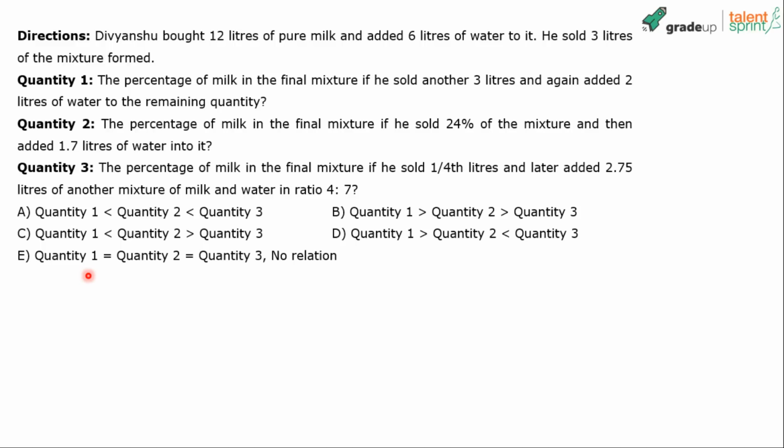All these quantities are independent questions of alligations and mixtures. You got to be strong in alligations and mixtures, or you should know the concepts of alligations and mixtures to solve these questions. So try to find out all the 3 values, 1, 2 and 3, and then do the comparison. There's no shortcut. Either you solve it completely, it may take up to 1.5 minutes, or you just skip and go to the next one. Your clock starts now.